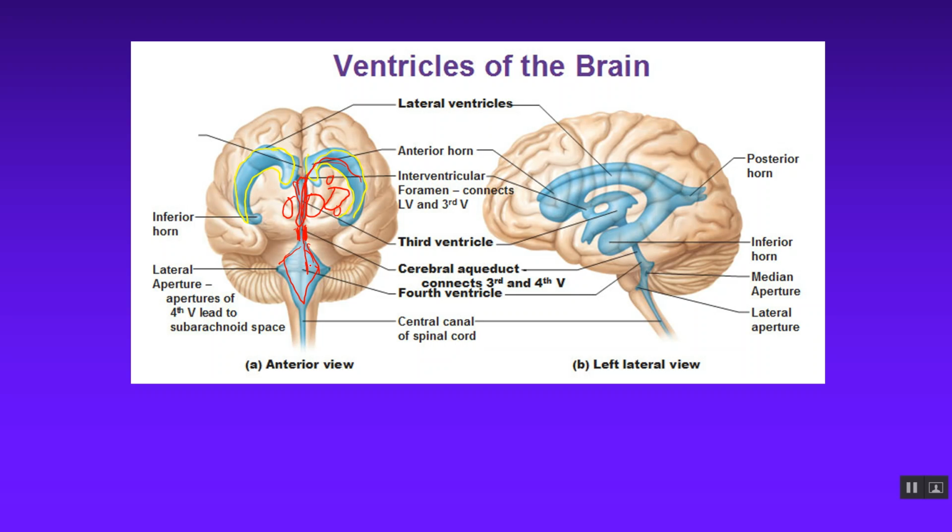The cerebrospinal fluid that's created goes from the lateral ventricles to the third ventricle to the fourth ventricle, then eventually gets out through three openings. There's an opening on each side of the fourth ventricle, and there's one right in the middle, at the base of the cerebellum. Here's one of the lateral apertures, and then there's a median aperture right in the middle. It comes out just below the bottom of the cerebellum, and that's how cerebrospinal fluid gets from the inside of your brain to the outside, into the subarachnoid space.